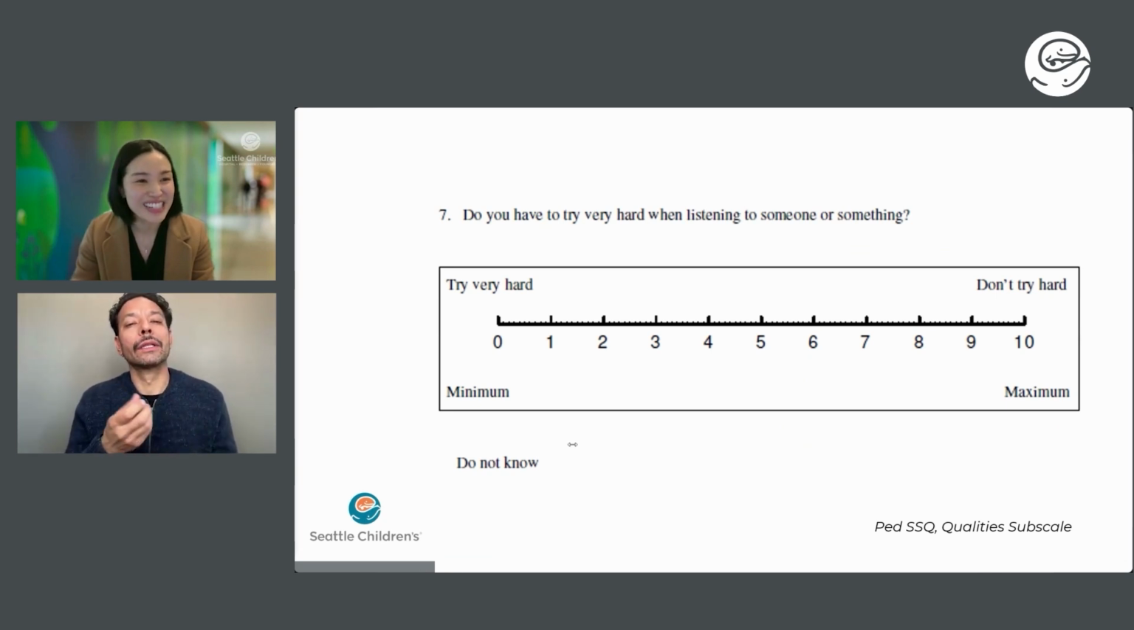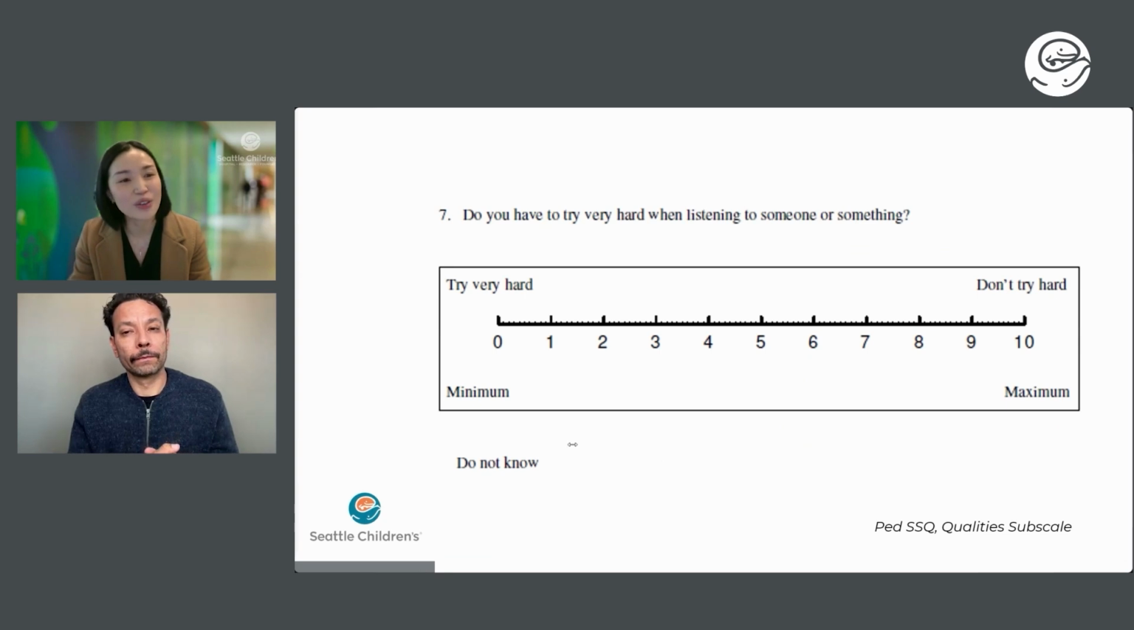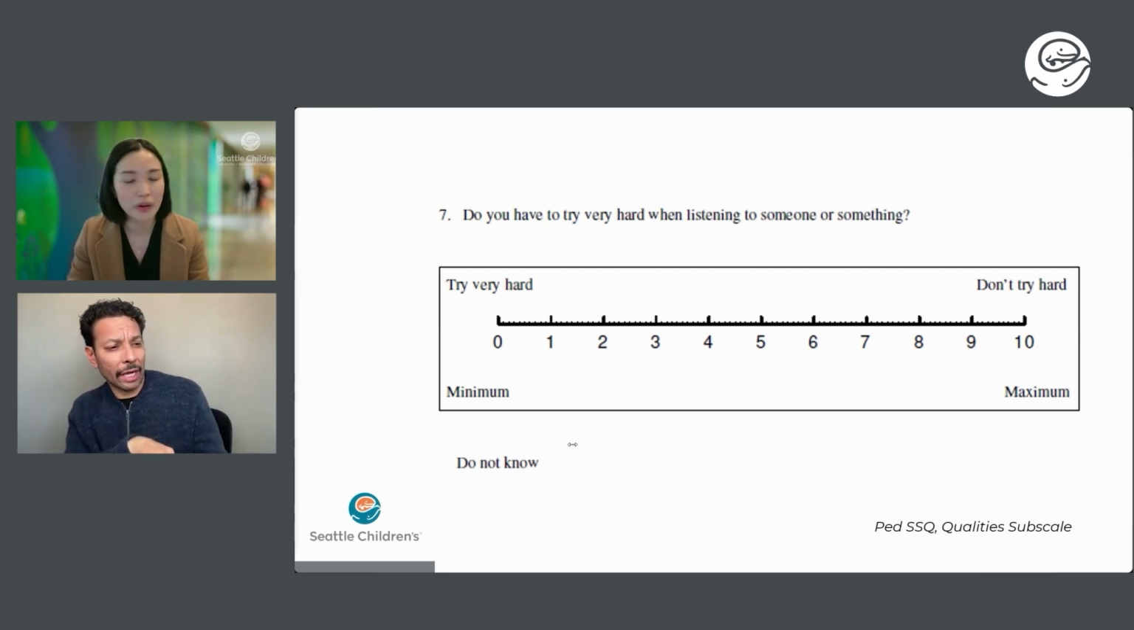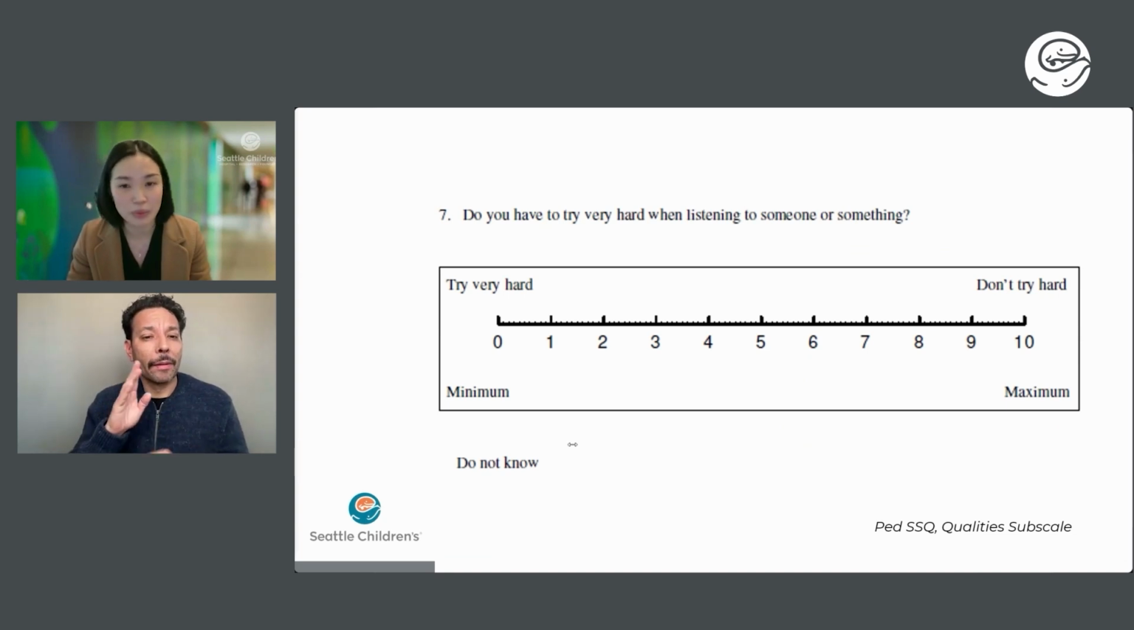And I wanted to bring up this question because this is another example of the vagueness of some of these questionnaires if developed on a population with bilateral hearing loss and applicability for kids with unilateral hearing loss. So you have to try very hard when listening to someone or something. A kid with unilateral hearing loss may read that and be like, well, what does that mean? Try very hard. Where are they standing? Is there something going on in the background? Whereas, again, kids with bilateral CI, that might be a different question. Either way, this is not a particularly specific question.